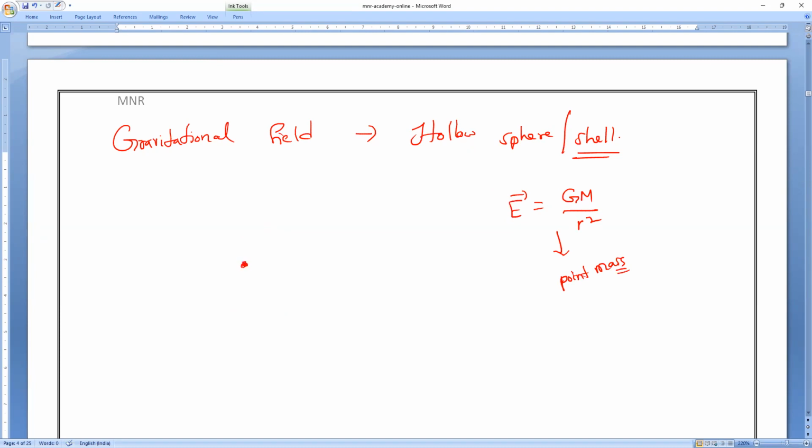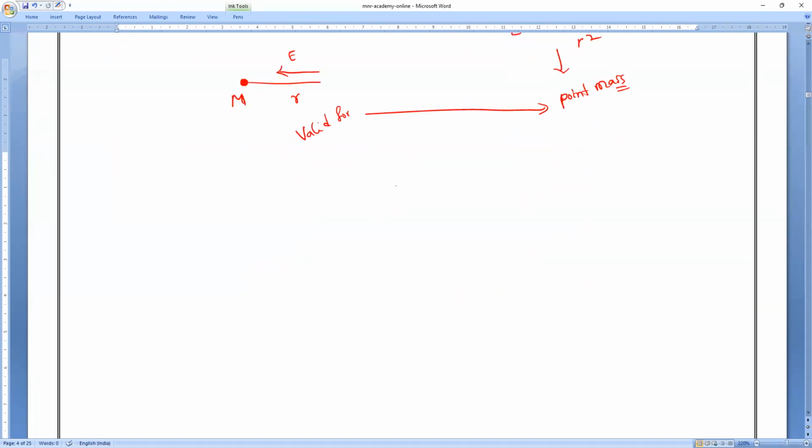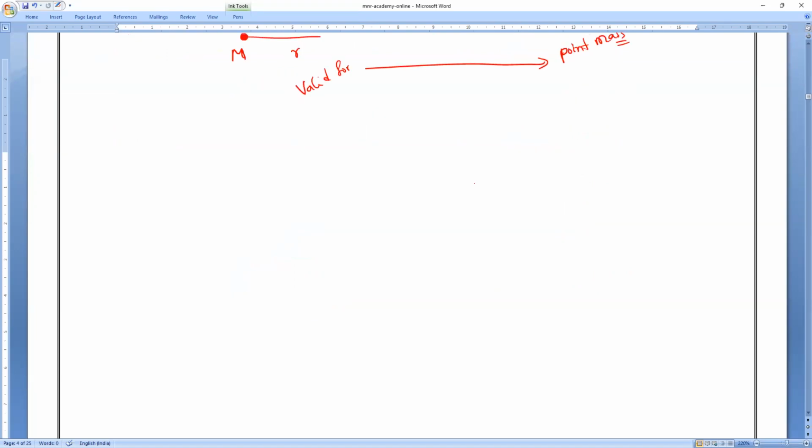For example, if I take a point mass M located at some point, and another point located at distance r, then the direction of E is always acting towards M. Am I right or wrong, everybody? The direction of E is always acting towards M, and it is only valid for point mass. Now the same gravitational field we are going to calculate for a hollow sphere.